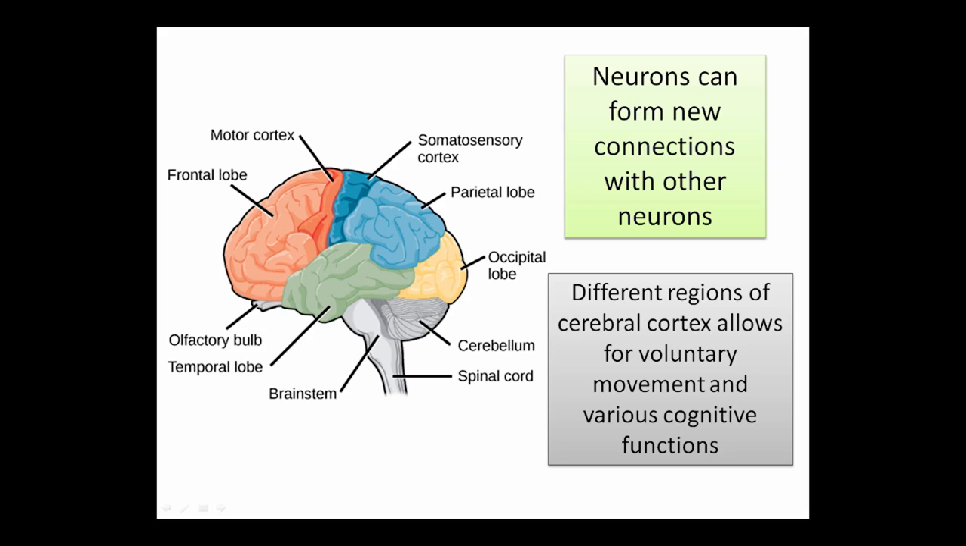Neuroplasticity is there. Neurons can form new connections with other neurons. And different regions of your cerebral cortex, they allow for not only voluntary movement, but they also allow for your cognitive functions. This is very unique in the vertebrate brain. We make decisions based upon the information that our brain is receiving.